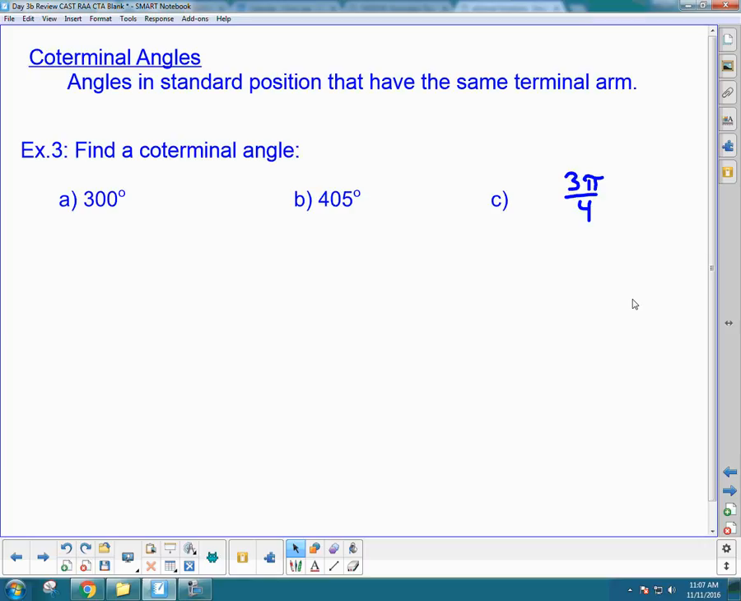So we're going to find a coterminal angle to 300 degrees. The first thing we're going to notice is where 300 degrees is. If we start at the positive x-axis and rotate all the way around to 300 degrees, we get around here. That's 300 degrees.